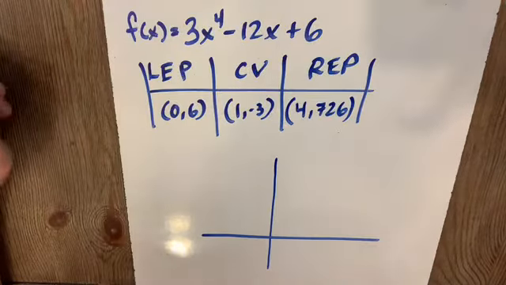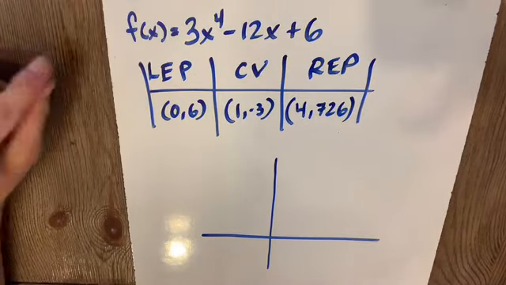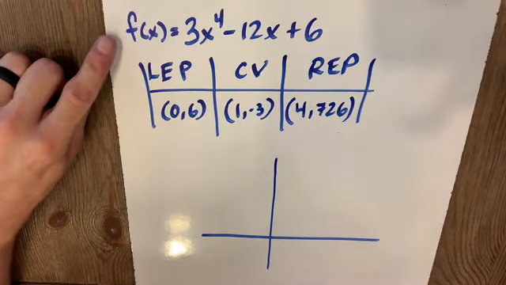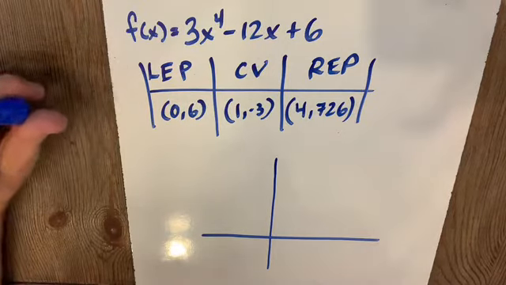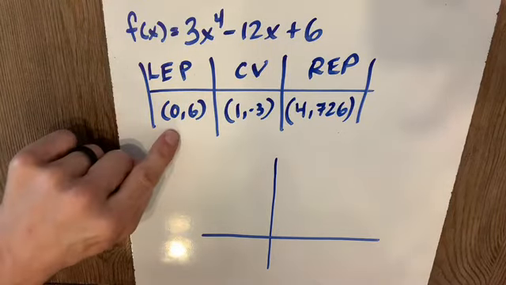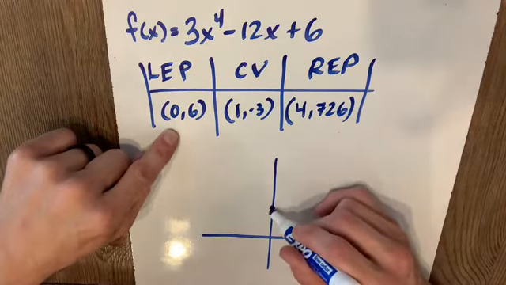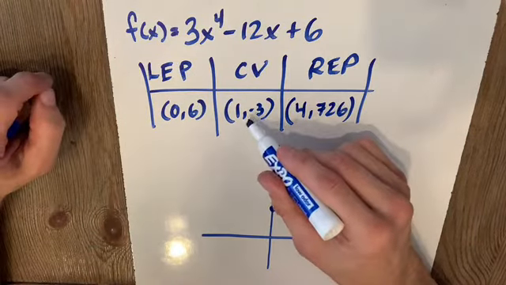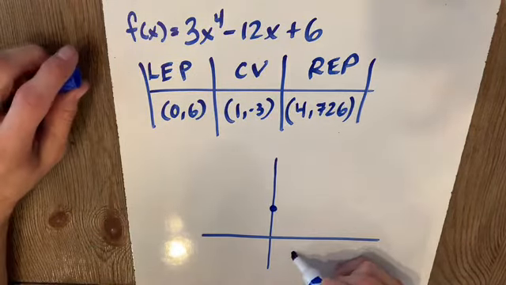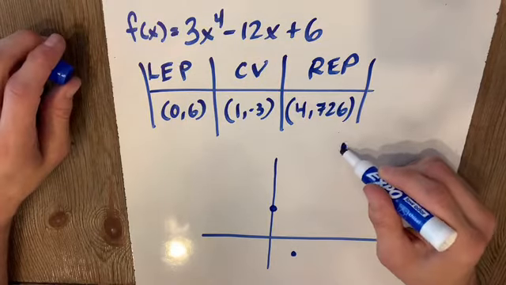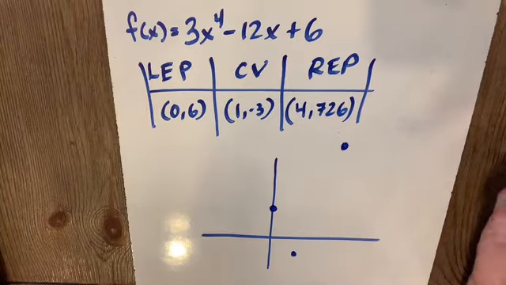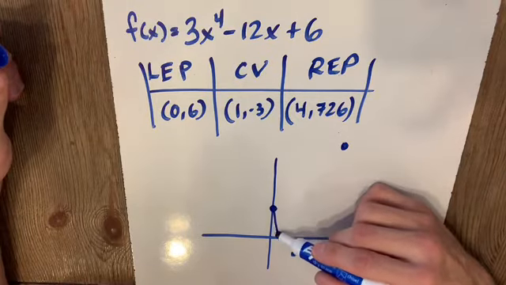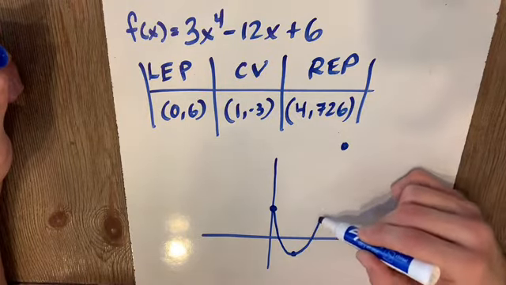So the question I have for you is, from this particular graph of f of x, or this function, f of x equals 3x to the 4th minus 12x plus 6, we found left endpoint 0, 6, a critical value at 1, negative 3, and then 4, 726 is somewhere right like that. Could we draw a sketch of this? Heck, yes, of course we could. It's got to look something like this, right?